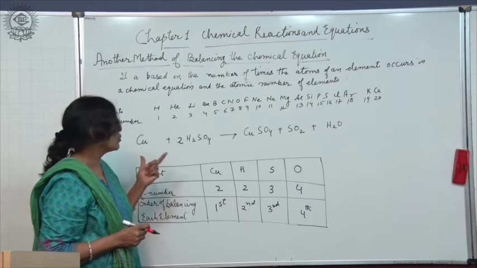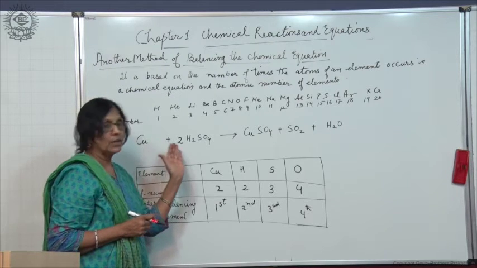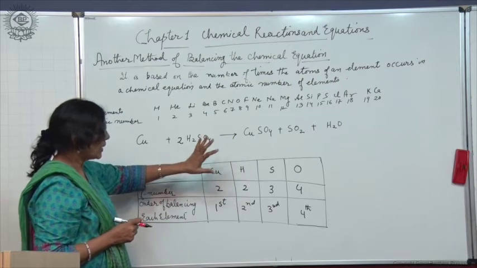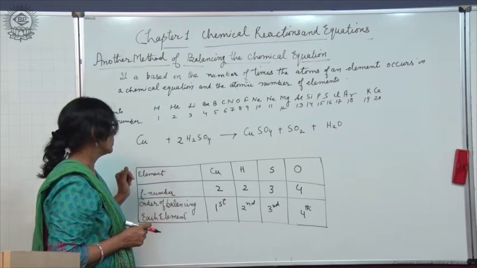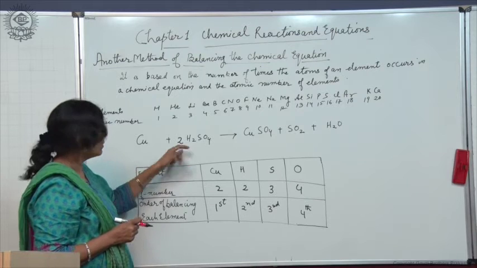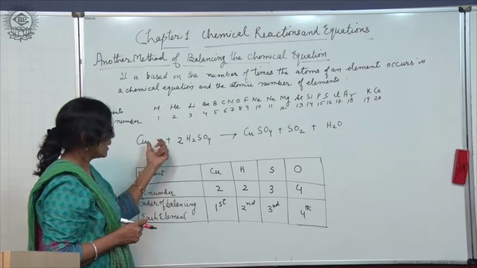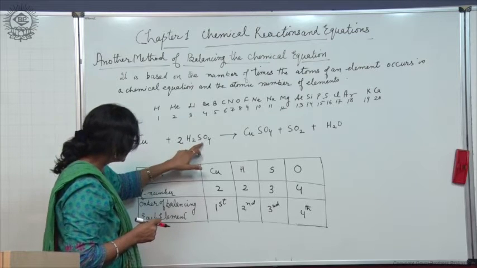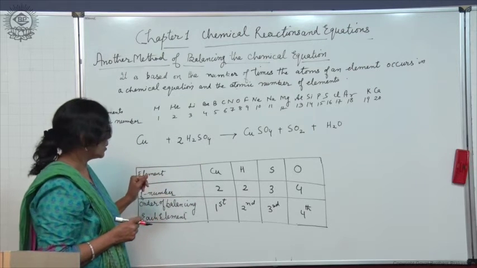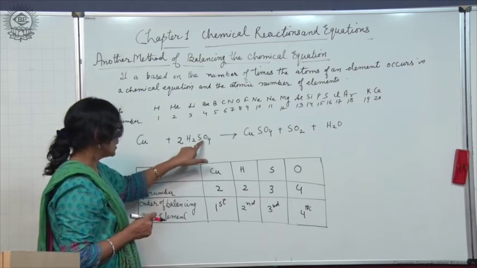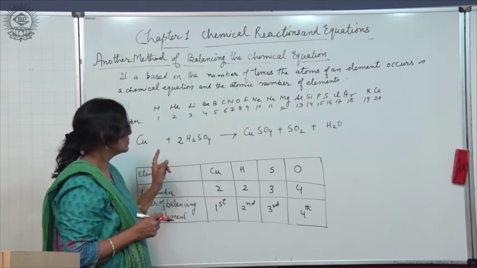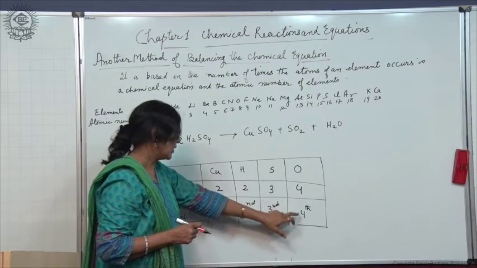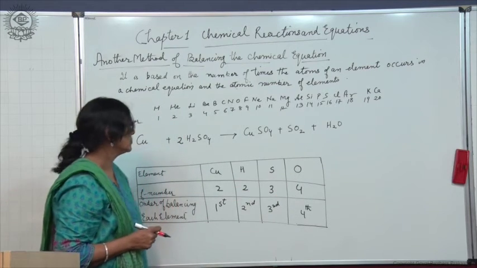Here again the same rule applies, that we cannot change the formula or symbol of any element or compound. Simply we can write any number in front of the formula to balance. So, it equalizes, it balances the number of sulfur atoms. Now, there are 2 sulfur atoms on both the sides. The fourth atom which has to be balanced is oxygen.